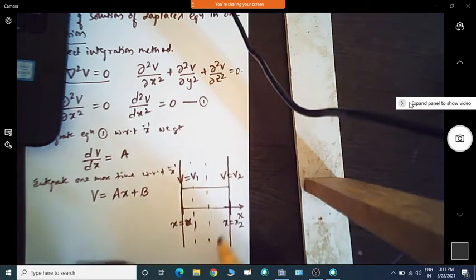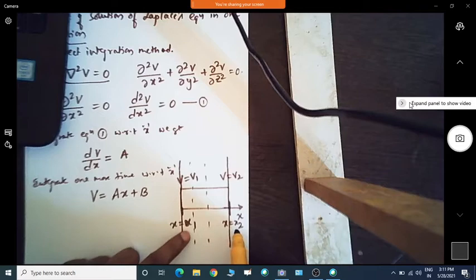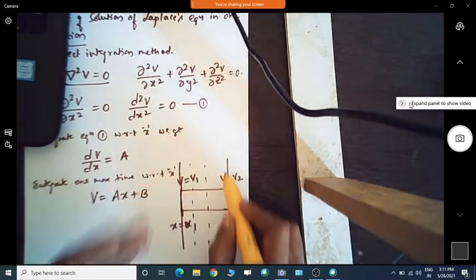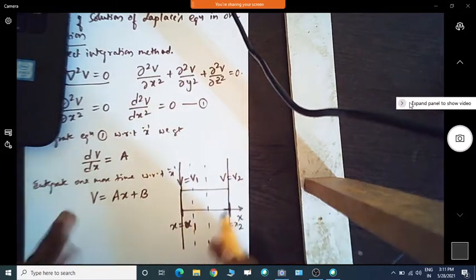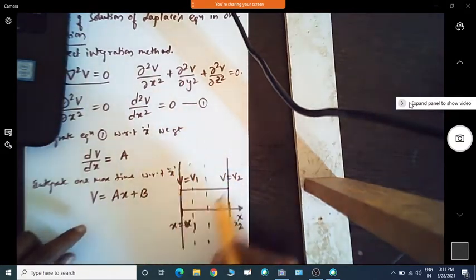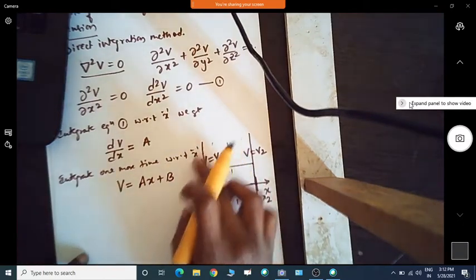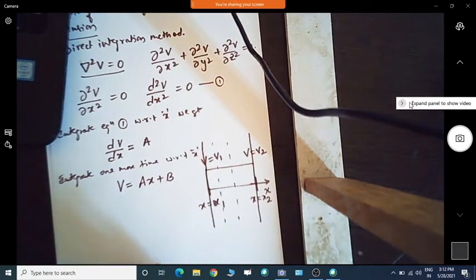Now we can look at this problem, where x equal to x1 and x equal to x2 are at different potentials. We can call these surfaces equipotential and separated by some distance, and we can relate this problem to a parallel plate capacitor. That we will discuss when we discuss the capacitor. Now if I apply this boundary condition, then we will get the complete solution for this one.